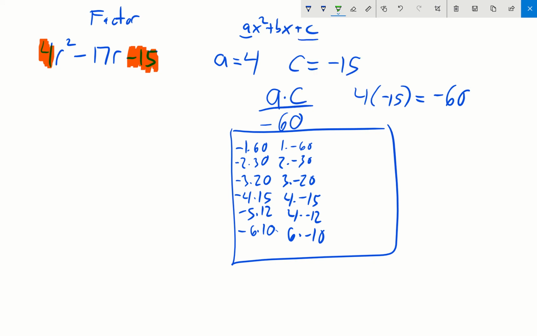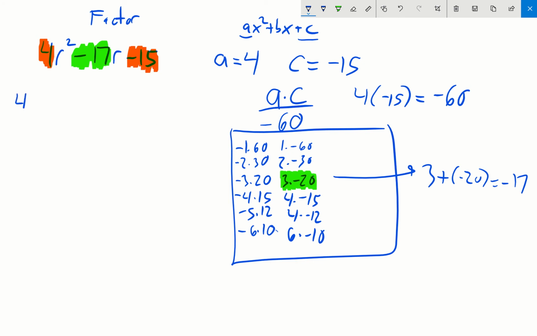We now want to find the pair that would add to give us the middle coefficient, which is negative 17. So we're going to look through this list. We need to find a pair that adds to give negative 17. And the answer is this pair right here. Not only does 3 times negative 20 give us negative 60, but if we add it up, 3 plus negative 20 gives us negative 17. So those are the factors we're going to use.